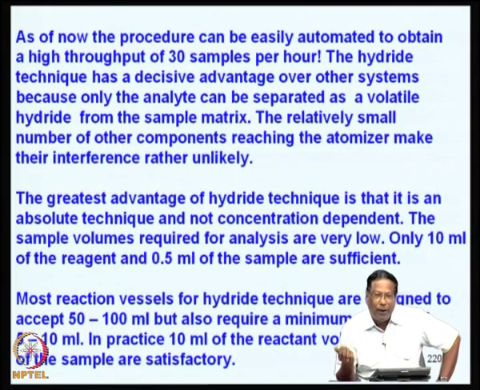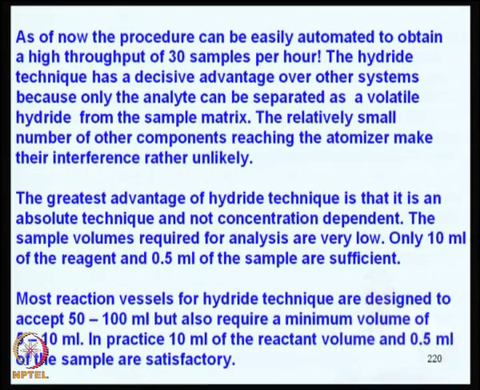All other metal ions present in the system would remain in solution, they will not react with the acid to form the hydride. So, the relatively small number of other components reaching the atomizer will make interference rather unlikely. That means, you almost have a specific reaction for selenium, arsenic, etc., most of the hydride forming elements.